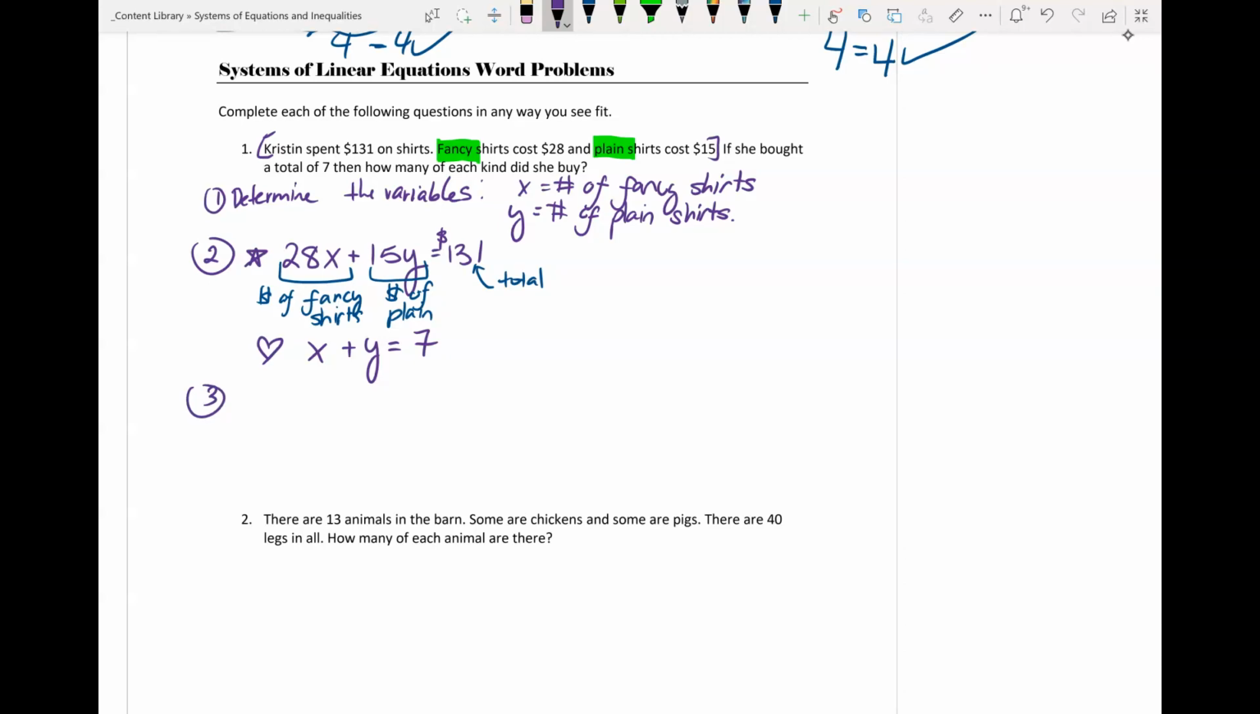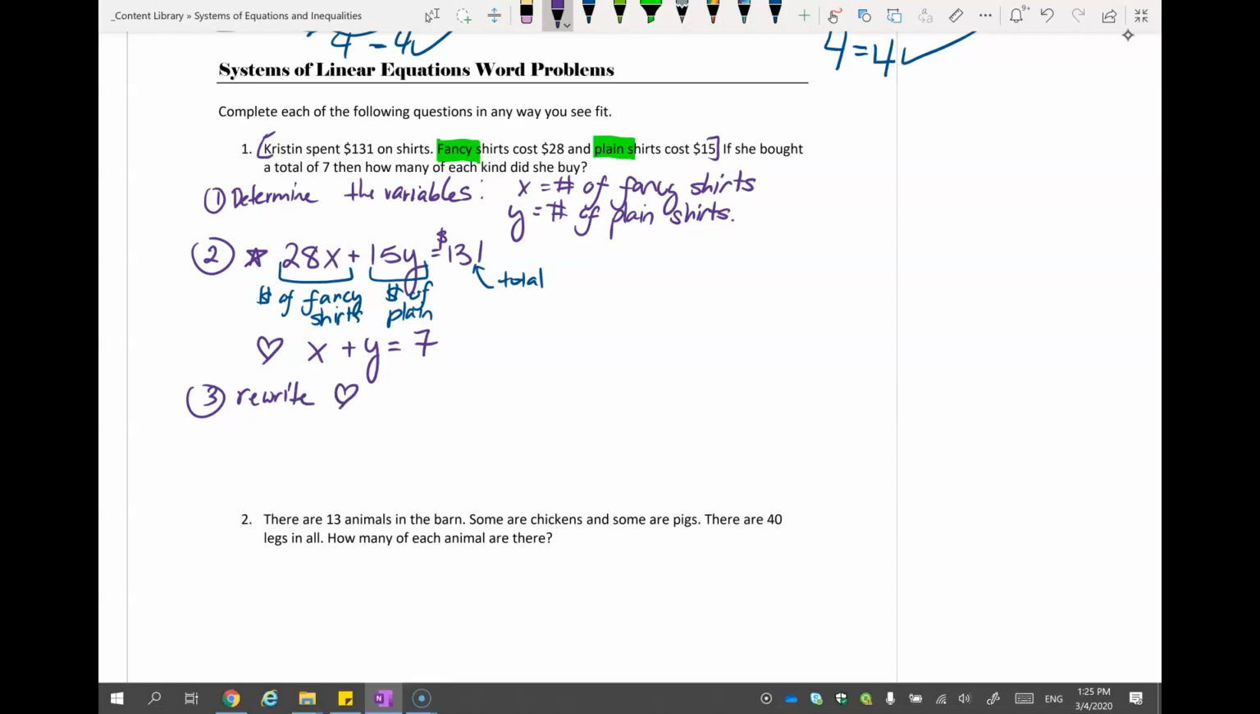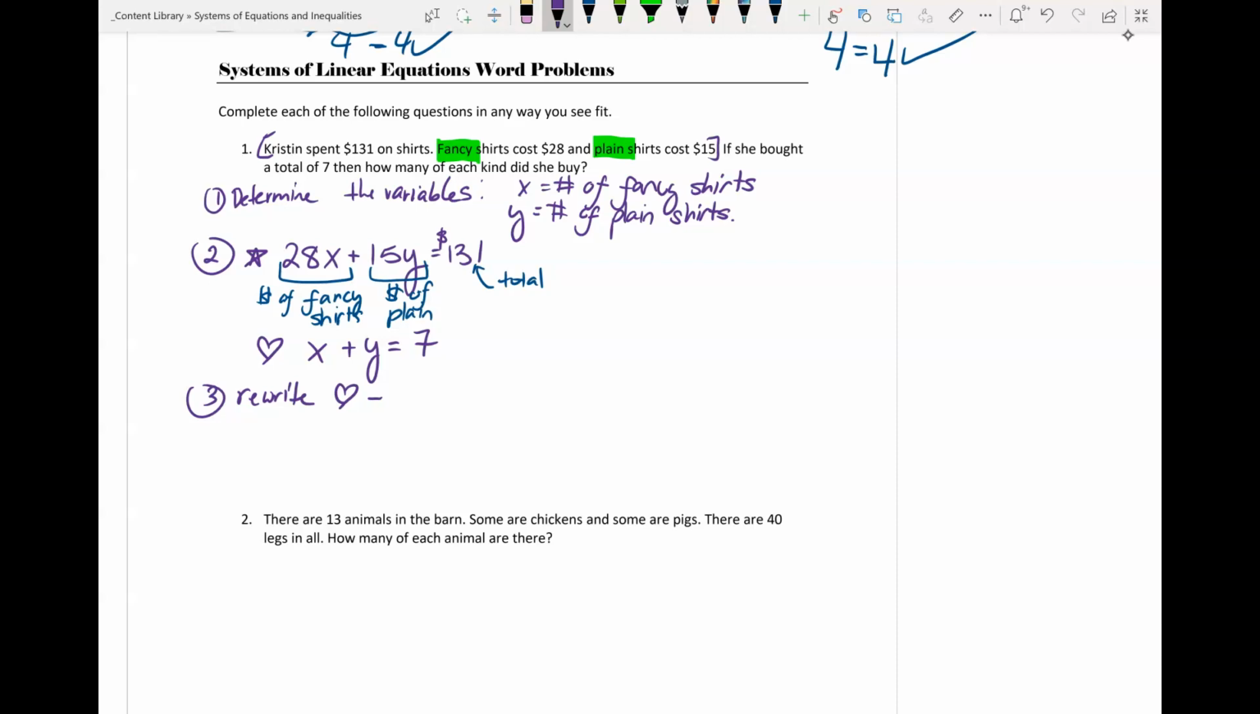Now, we need to rearrange one of them if we're going to use substitution. I'm just going to use substitution in this case. You are welcome to use elimination if you wanted to. I just think it's a bit more work. So I'm going to rewrite our heart equation a little bit because we already have X and Y with no coefficients in the front. So I can easily just solve for Y by subtracting X on both sides.